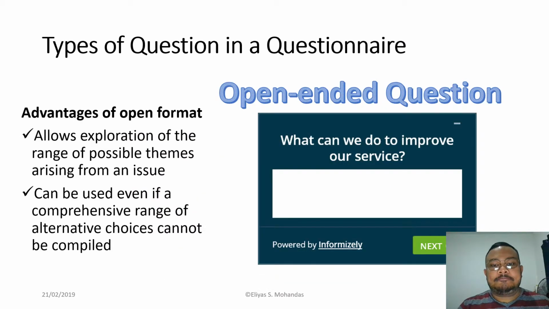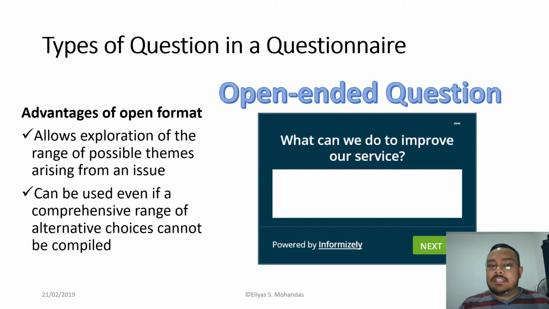Okay, now before we proceed, let us look at the types of questionnaire that we have. There are two main types. We have close-ended and open-ended. All right, so we'll be looking at open-ended first because it's very simple. Open-ended is where you ask a question and then you leave it blank, and you give the freedom to the respondents to respond to it.